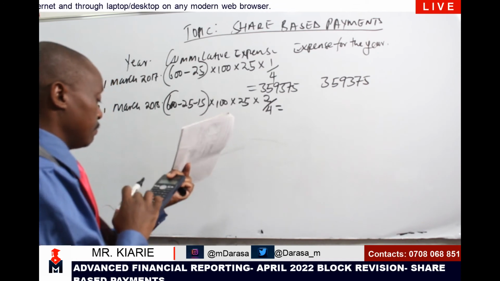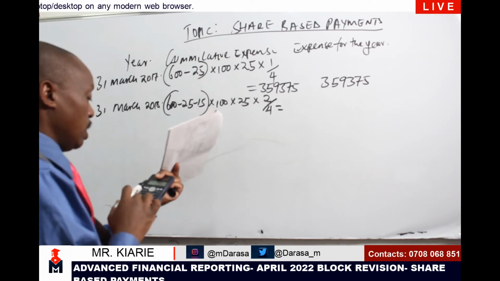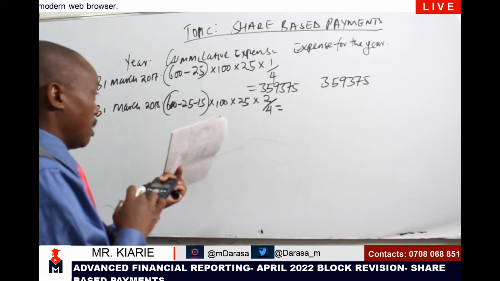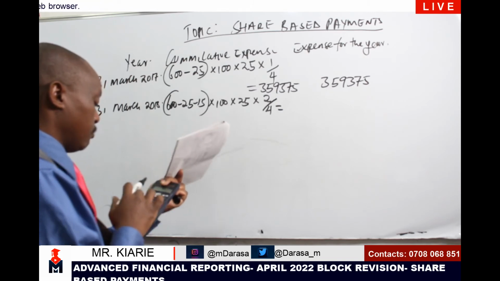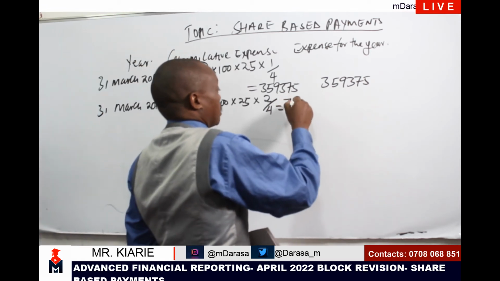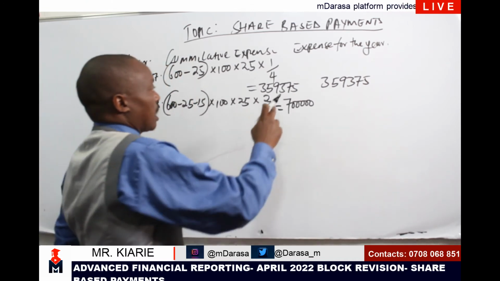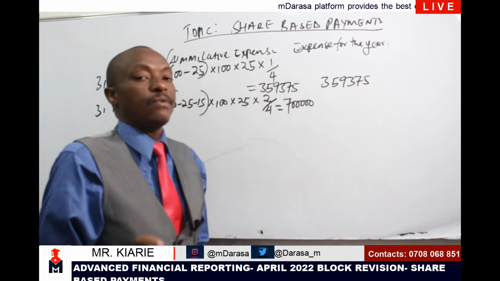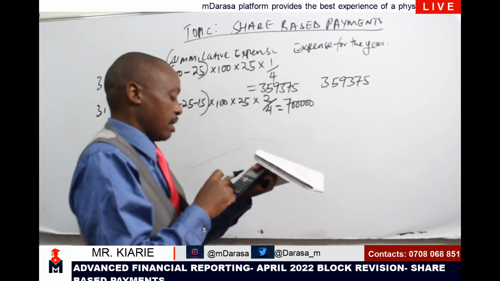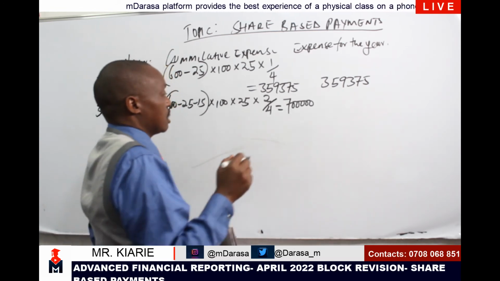So let's go. 600 minus 25 minus 15 times 100 times 25 times 2 divided by 4. I'm getting 700,000 as a cumulative expense. And therefore, once I subtract the cumulative expense of the previous year of 359,375, I get 340,625.